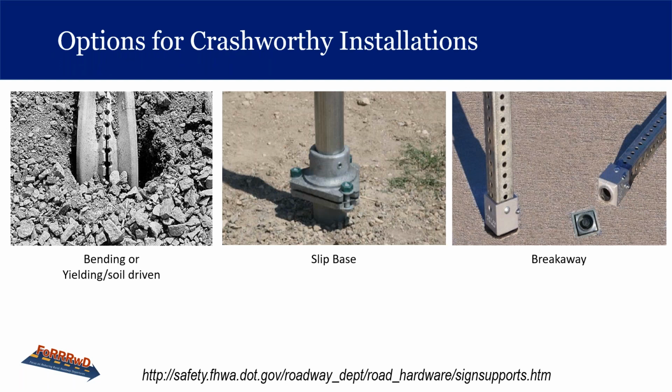So let's take a look at some options for crash-worthy installations. There are 3 methods allowed for crash worthiness. In the first picture, we see bending or yielding, where the material fails and either bends downwards or yields due to the force of the impact. Slow impacts are generally not sufficient to bend fully or yield completely, but little severity is a part of the crash.